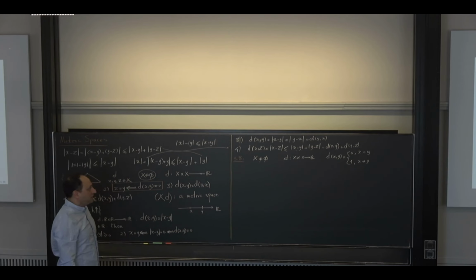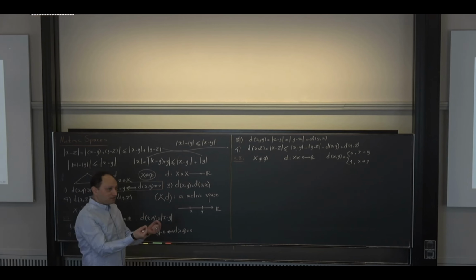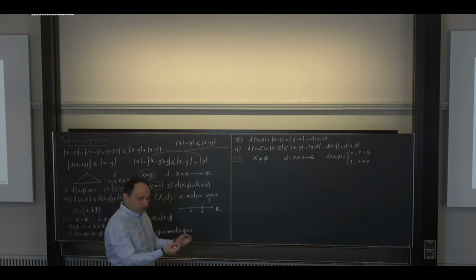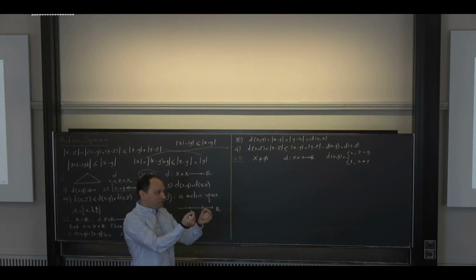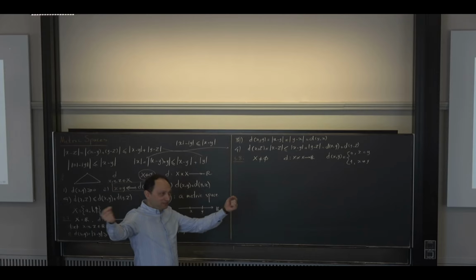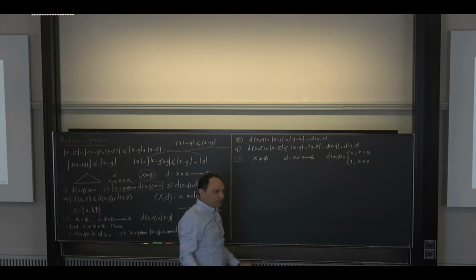So this is a very strange metric. If I give you 2 points that are not the same, the distance between those 2 points is always 1. But you see that this is strange. It doesn't matter if the 2 points are here or the 2 points are here. The distance between these 2 points is defined to be 1. The distance between these 2 points is also defined to be 1.